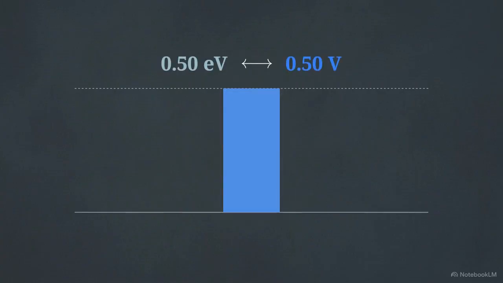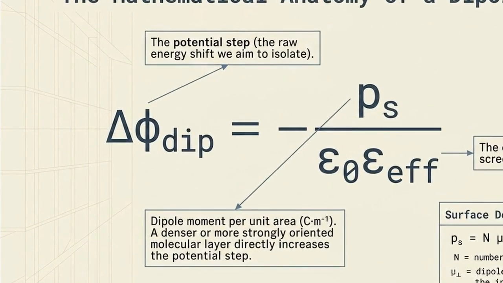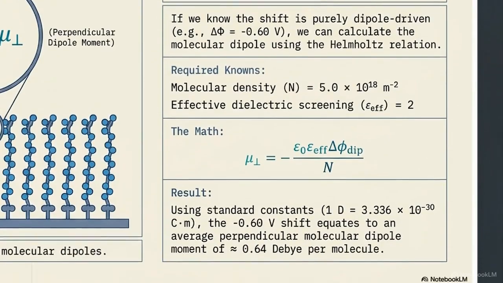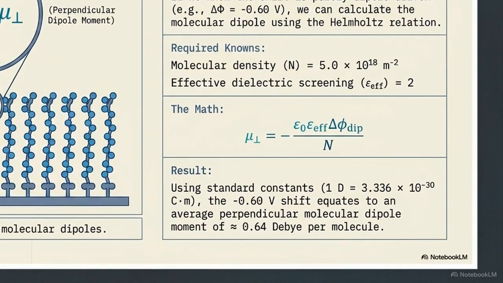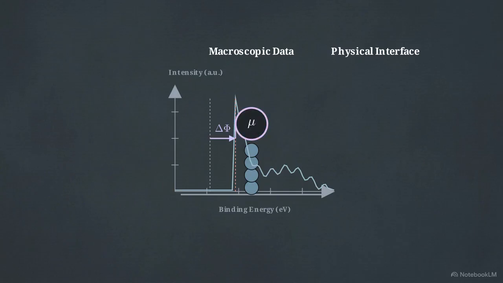To link that macroscopic voltage to microscopic structural properties, we use the Helmholtz relation. This equation calculates how a layer of aligned molecules creates that exact potential difference. To solve for individual molecules, we need 2 known inputs, molecular density and the effective dielectric screening factor. Processing our voltage step through the Helmholtz equation with these variables gives the average perpendicular dipole moment, the electrical polarity of a single molecule, expressed in debye. This calculation links a macroscopic spectrometer reading to a specific physical property, the individual dipole moment of each molecule on the surface.